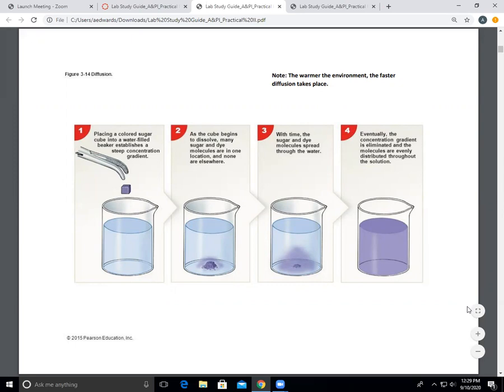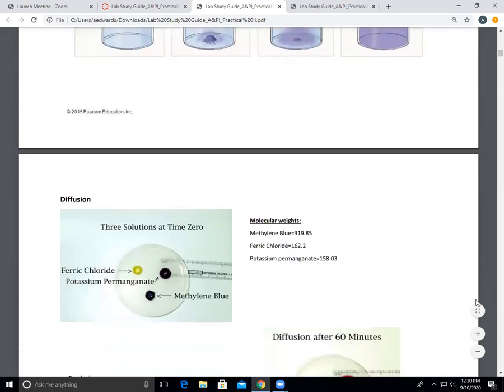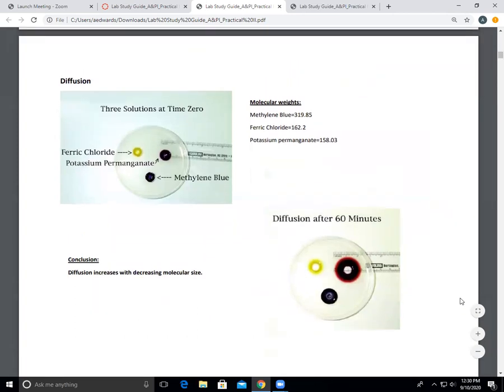One thing I want to note to you is that temperature can increase the rate of diffusion. The warmer the environment, the faster diffusion is going to happen. Okay? Basic principle. So another principle of diffusion is that diffusion increases with decreasing molecular size.